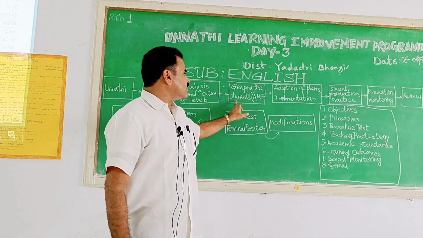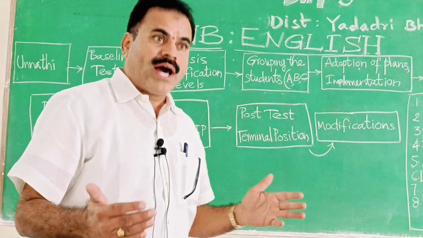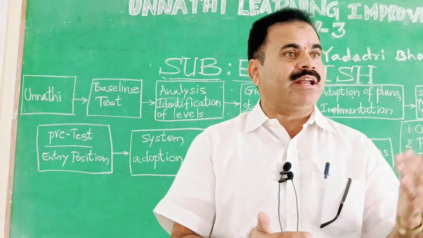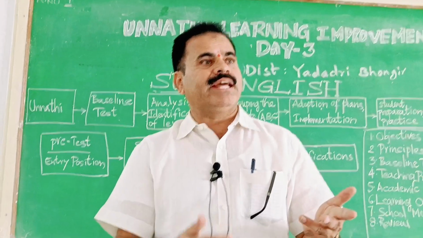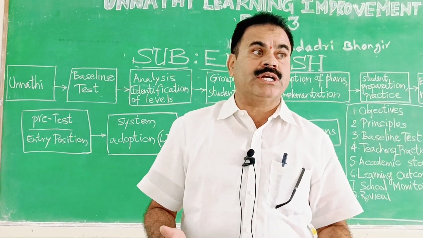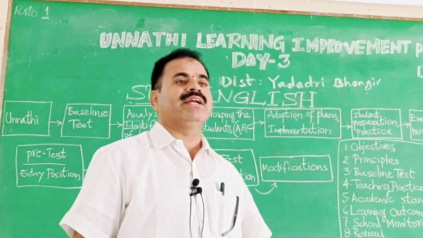And then we have to group the students into A, B, C. We know who are achievers, they can be taken into the A group, who are average, the B group, and below average, who are the teacher supported group, we can call it, we have already discussed it, that is the C group. Then adoption of plans and implementation.